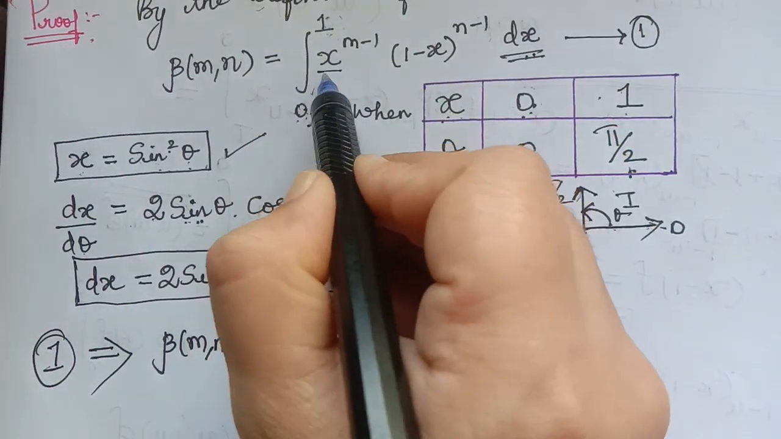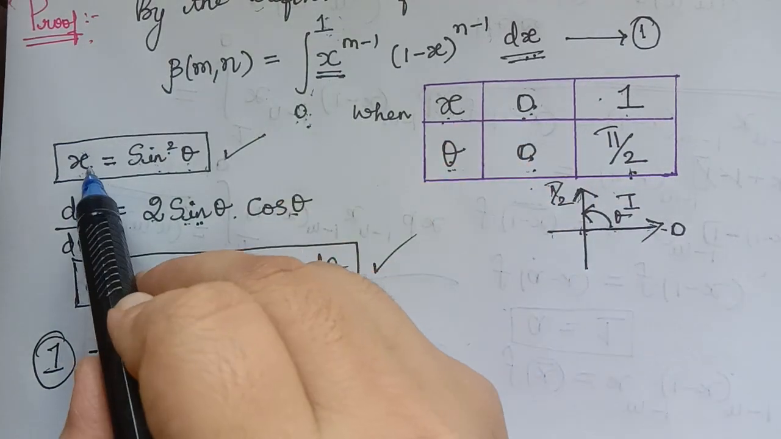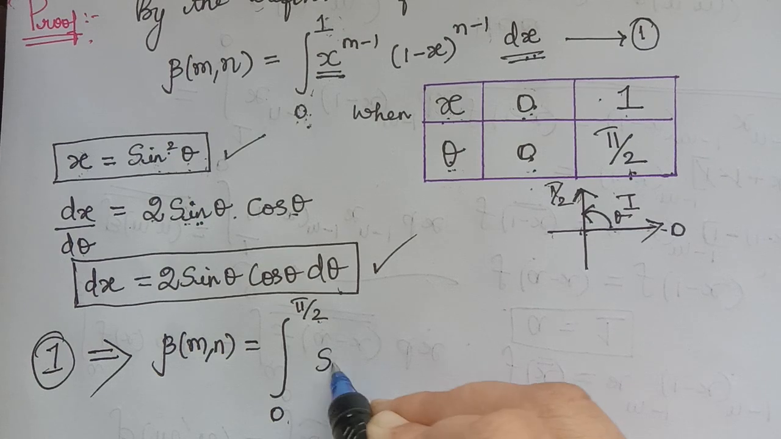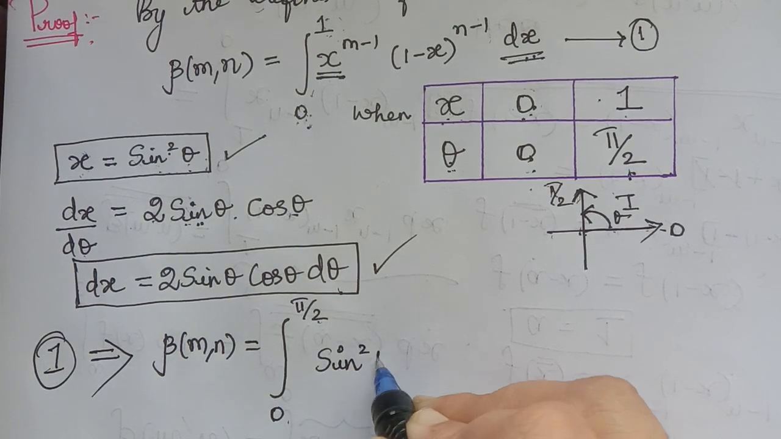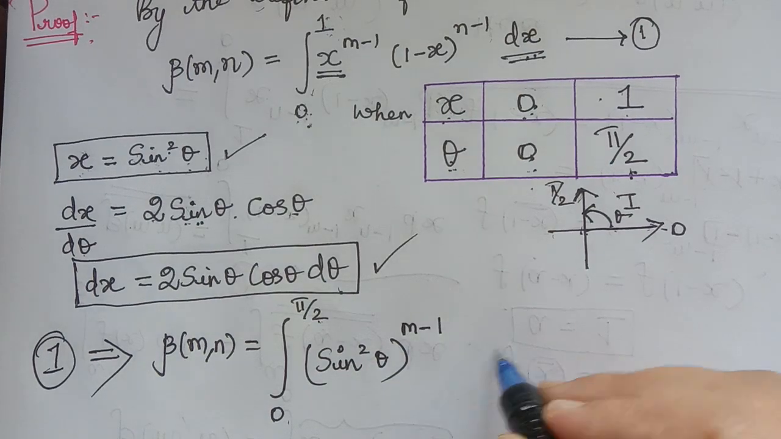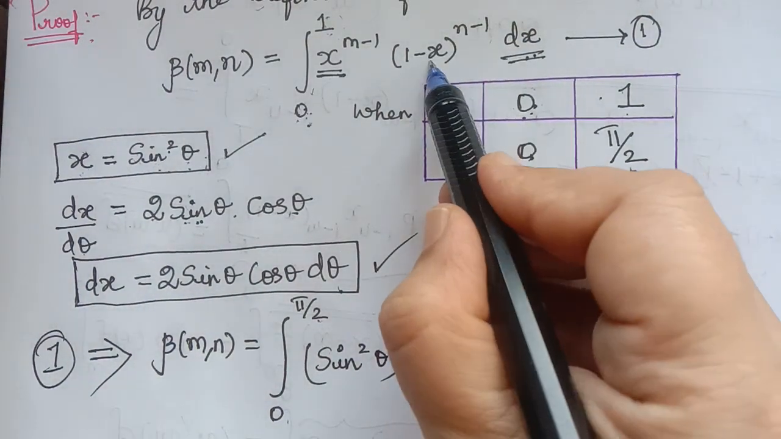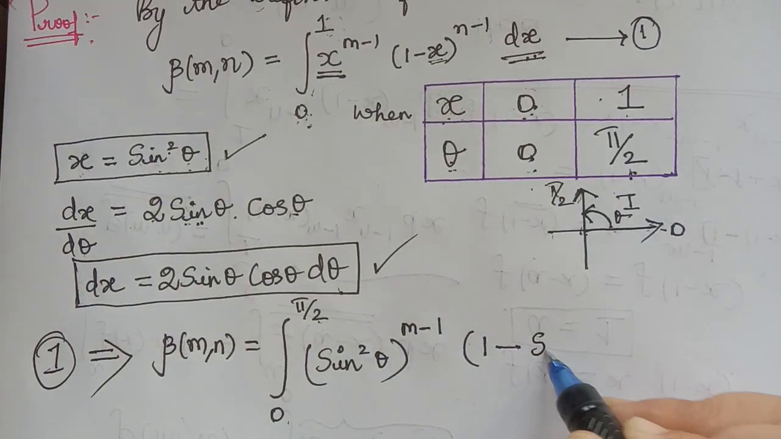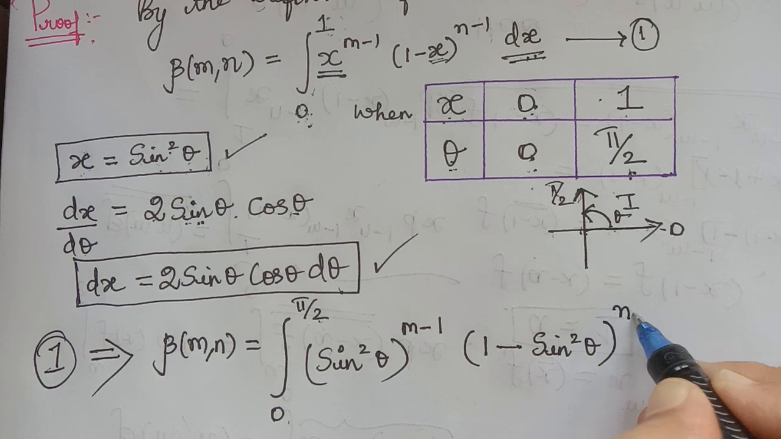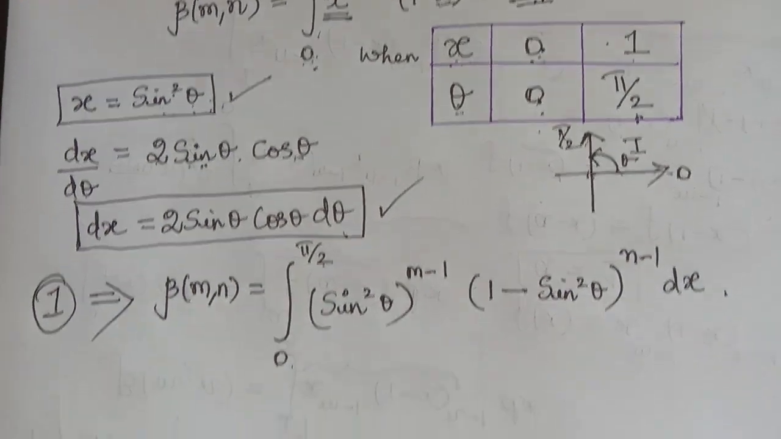And now here we have to substitute the value of x. What is the substitution of x? x is equal to sine square theta. So we will be having sine square theta whole to the power m minus 1 multiplied with 1 minus the value of x, which is sine square theta, so sine square theta whole to the power n minus 1 dx. So this is what we obtain.